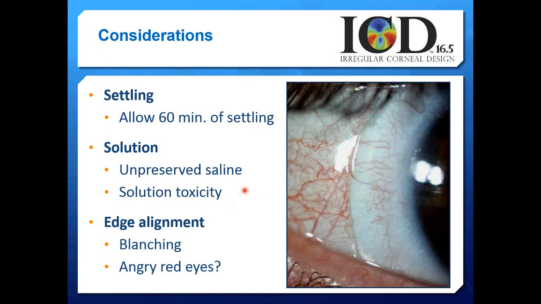And if you see any blanching or any angry red eyes, these are things that we need to immediately adjust for. Although some clinicians will tell you that if there's less than 30 degrees of blanching, it may be something you can dispense and just monitor. We're trying to eliminate 100% of the blanching if possible.